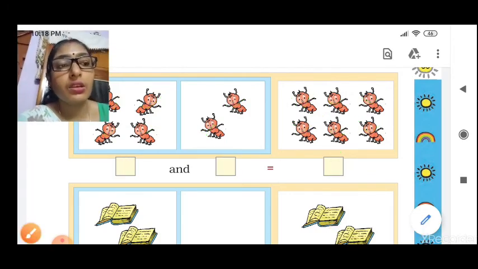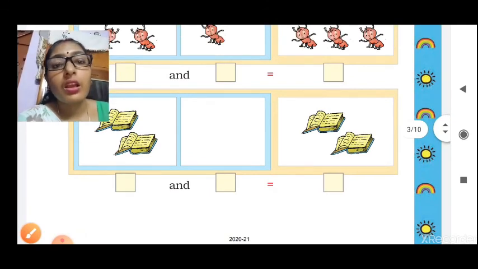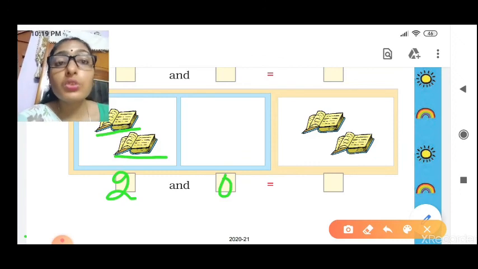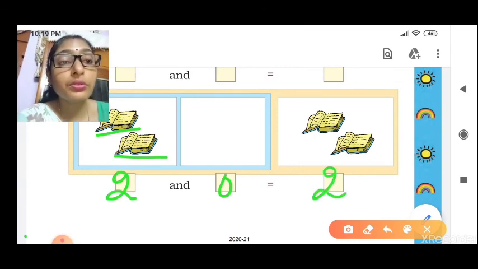Okay, now next, if you observe here, how many books? 1 2. Okay, here no books. No books means 0. So total 2 books and 0 is equal to 2.